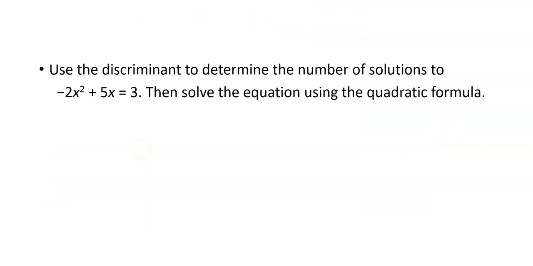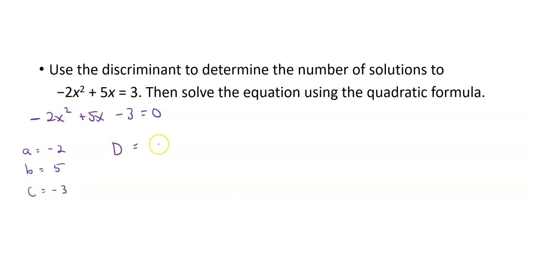All right, take a look at this one. It says use the discriminant to determine the number of solutions and solve using the quadratic formula. First thing, if we're going to solve with the discriminant, we've got to take that 3 over to the other side. So negative 2x squared plus 5x minus 3 equals 0. So a is negative 2, b is 5, c is negative 3.